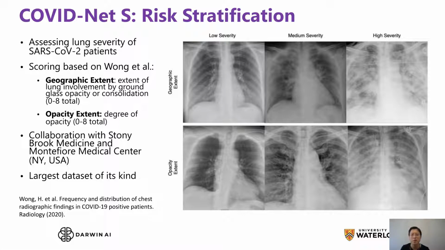based around two different severity indicators. One is the geographic extent of the disease, so the extent of the lung involvement by ground glass opacity or consolidation, as well as the opacity extent, which is the degree of opacity in the patient's lungs. And what you see on the right side is different situations under low severity, medium severity, as well as high severity for geographic extent, as well as for opacity extent.